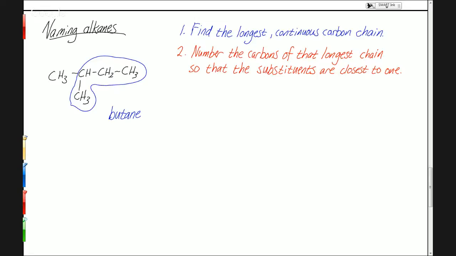Now we're going to number the carbons so that the substituents are closest to 1. This thing over here is considered a substituent because it's not a part of the main chain. Anything that's not a part of the main chain is a substituent. If we want that one closest to 1, we've got to start numbering down here, not over here. We can always pick whichever end we want to start numbering at. We want to pick the end that makes the substituents closest to 1. So I'm going to start my numbering down here instead of over here, and I'm going to go 1, 2, 3, 4.